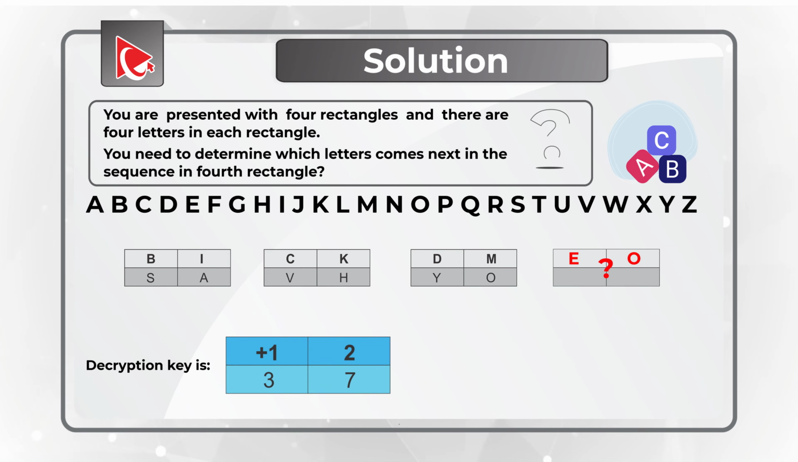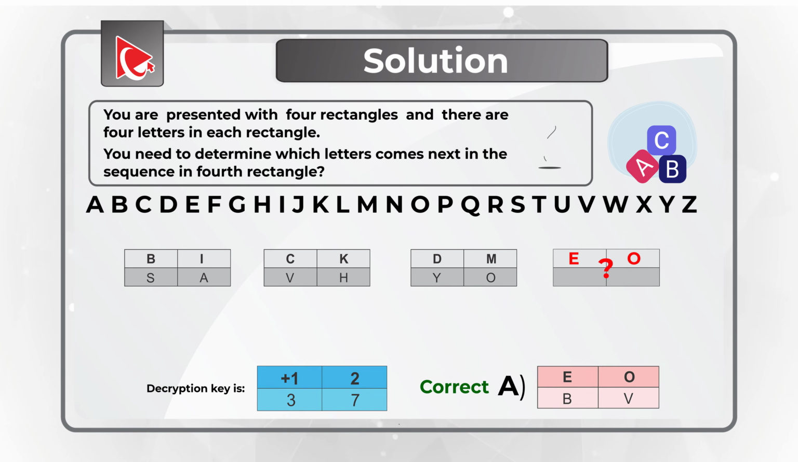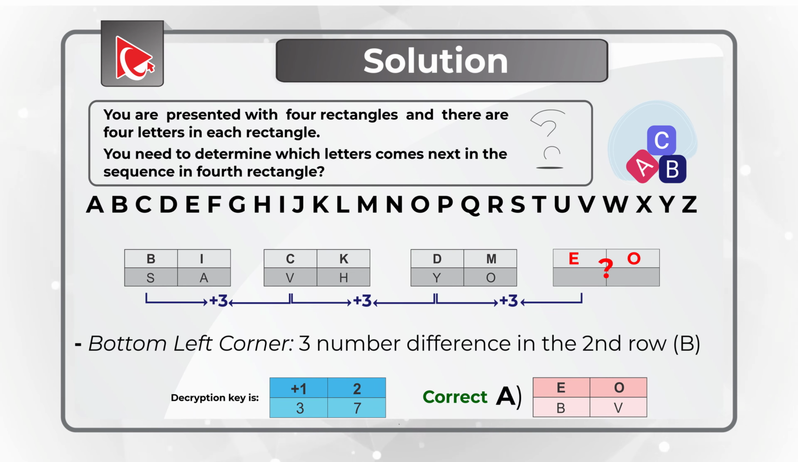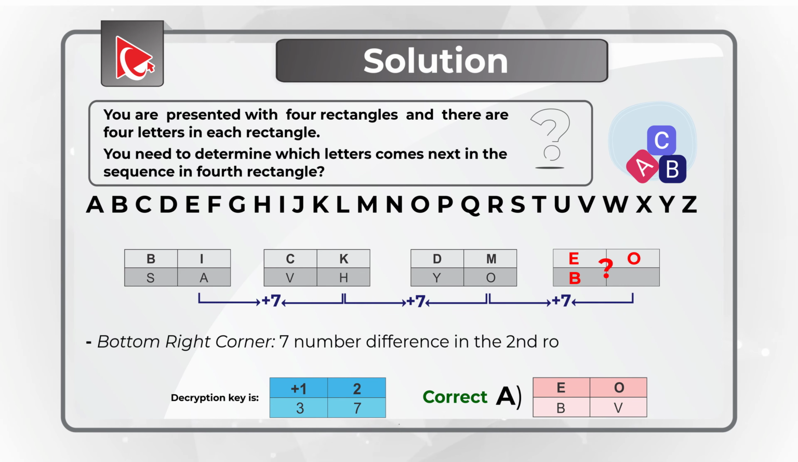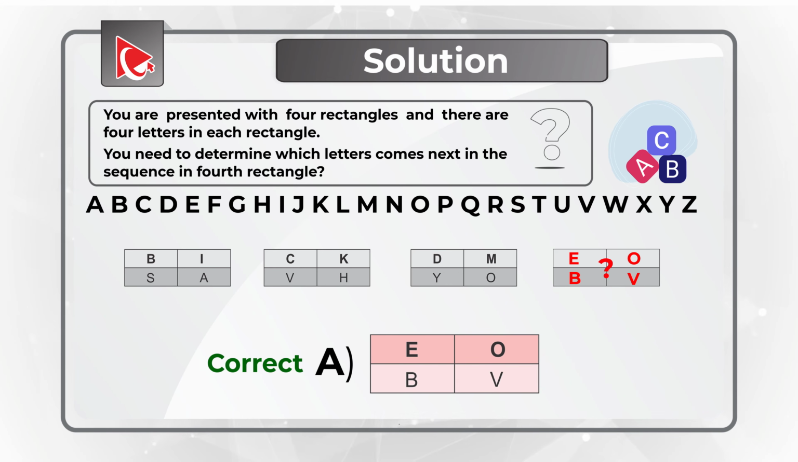If we look at the answer, we already know that the correct choice here is choice A, because the upper row letters are E and O only in this choice. But the question is done in such a way that you can continue the logic and determine the decryption key for the bottom row as well. If you're interested, in the bottom left corner, we have 3 number differences in the second row, and the correct choice here would be choice B. And in the bottom right corner, there is a 7 number increment, and the correct letter choice here would be choice V. So as I already mentioned, the correct choice here is choice A.